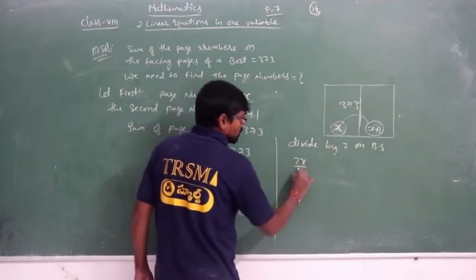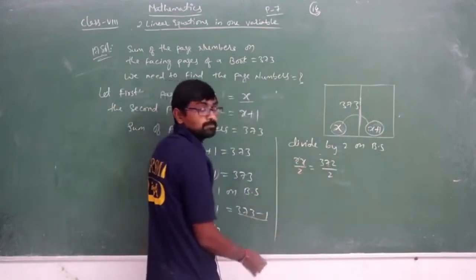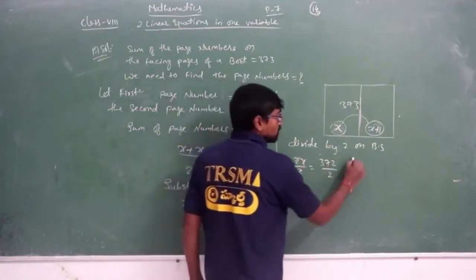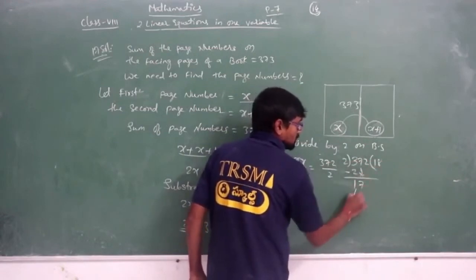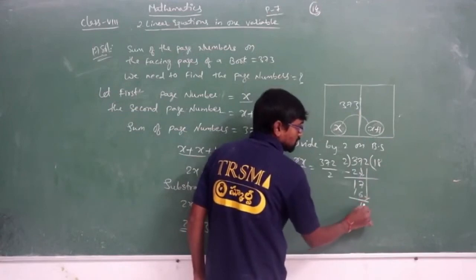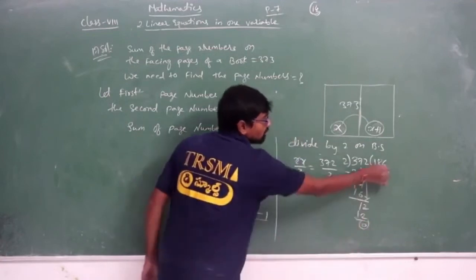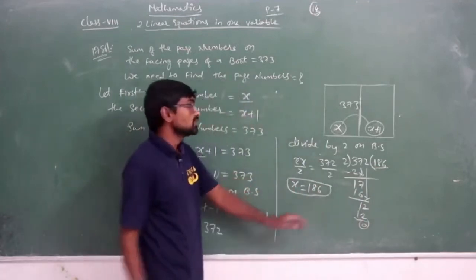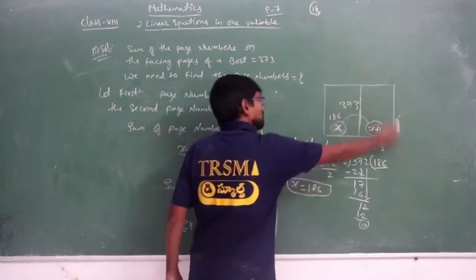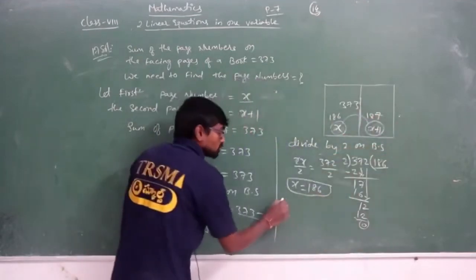So I will get 2x by 2 is equal to 372 divided by 2. 2 by 2 is 1. x is equal to 372 divided by 2: 2 1s are 2, 1, 7, 2 8s are 16. Again I will have remainder 1, 2 6s are 12, remainder 0. So how much have I got? 186. This is this page number, 186. Then what about the next page number? Plus 1, 187, isn't it?